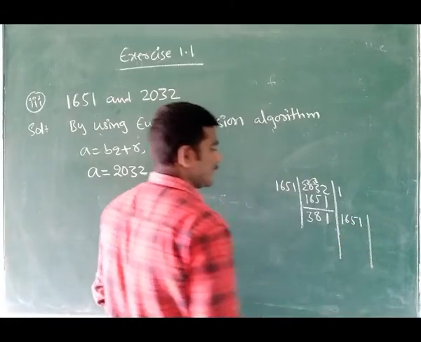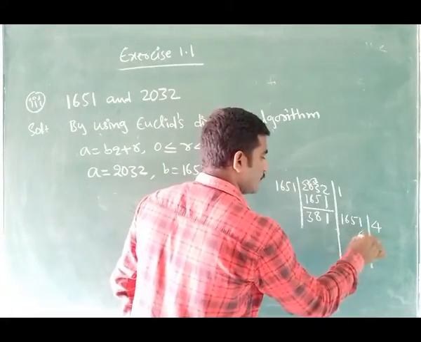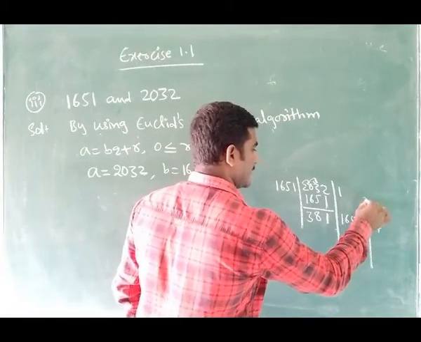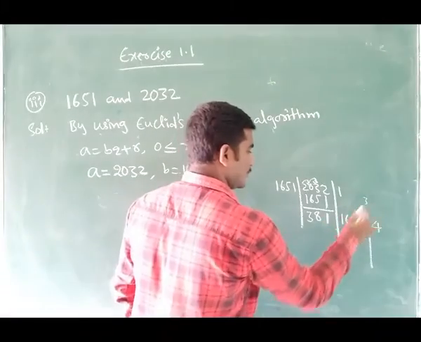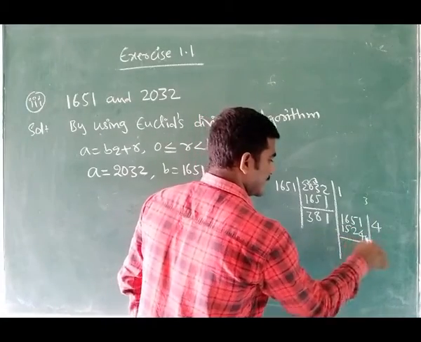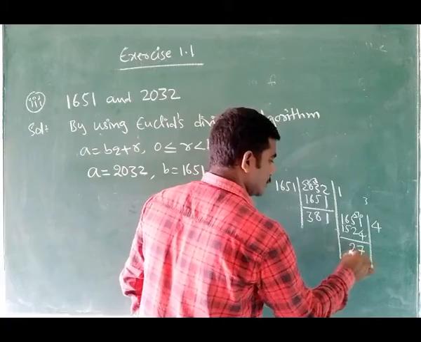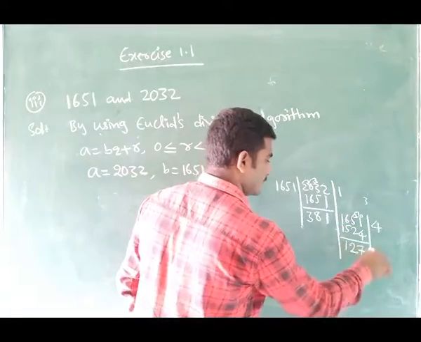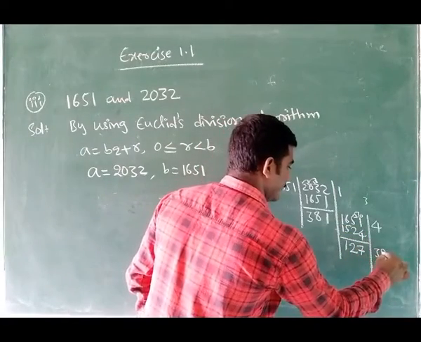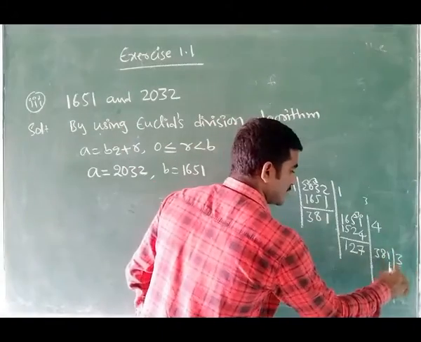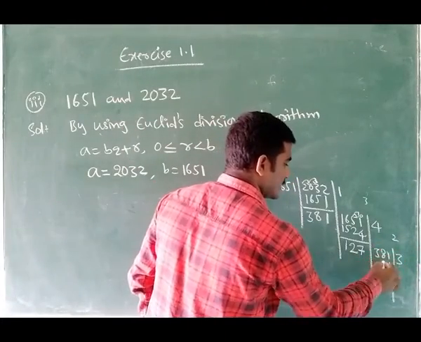Next, 1651 again. 4 ones are 4. 4 eights are 32, 3 remaining. 4 threes are 12, 12 plus 3 is 15. Next, 11 minus 4 is 7, 4 minus 2 is 2, 6 minus 5 is 1. Next it is 381. 12 threes are 36, 3 sevens are 21, 2 remaining, 2 sixes plus 3 is 8.